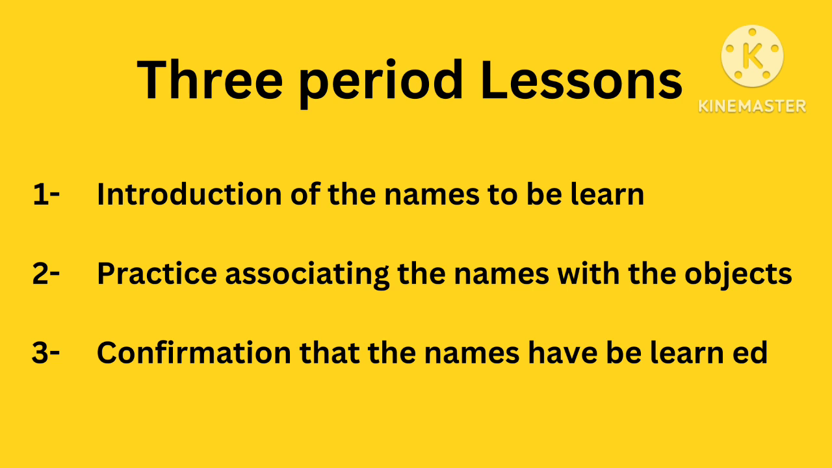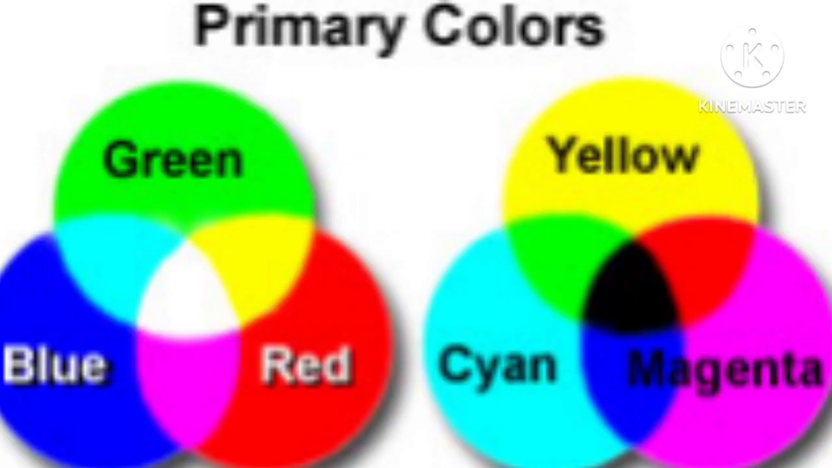First period, introduction of the names to be learned. Lay the primary colors in a row on the table in front of the child. Isolate one and say, "This is blue." Do the same for each tablet in turn, encouraging the child to say the name each time. Repeat the names for each tablet in turn with the child.